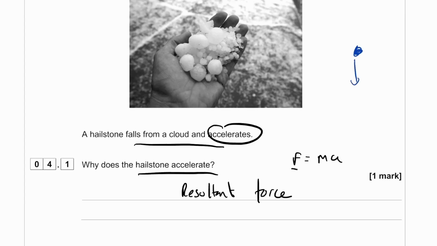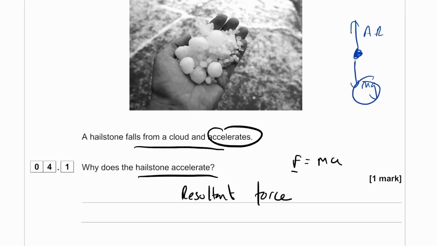There would be a downwards force, sure, that would be the weight, mg, but you'd also have a force of air resistance acting on the hailstone. And if it accelerates when it's going downwards, that means this force is larger, i.e. there's a resultant force downwards, okay? So why does the hailstone accelerate? Because it's a resultant force, not just because it's downwards.